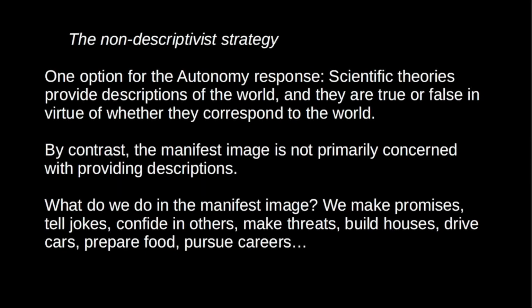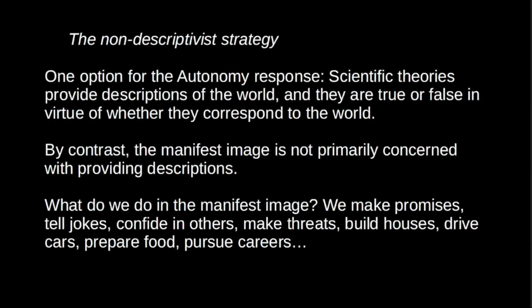So one option for those who take this autonomy line is to deny that the manifest image is really a theory in the way that scientific theories are. So perhaps we could say something like this. We might say, well, scientific theories aim to provide descriptions of the world, and they're true or false in virtue of whether or not they correspond to the relevant states of affairs in the world. But the manifest image isn't in the business of giving descriptions, or at least it isn't primarily in the business of giving descriptions. What is the manifest image for?